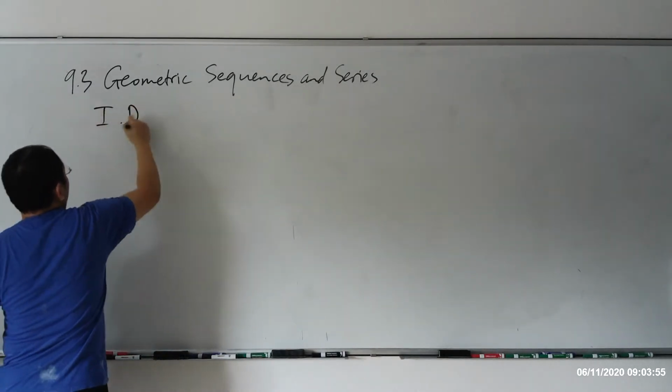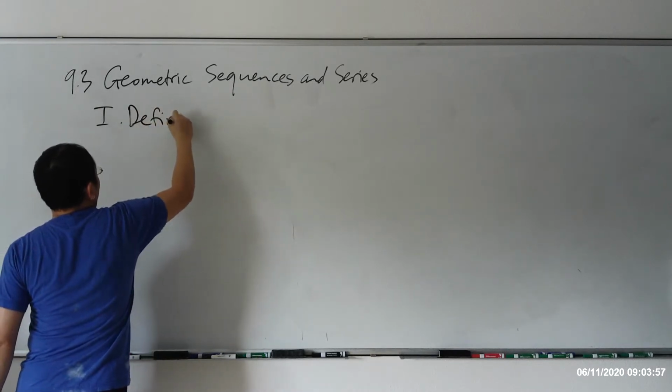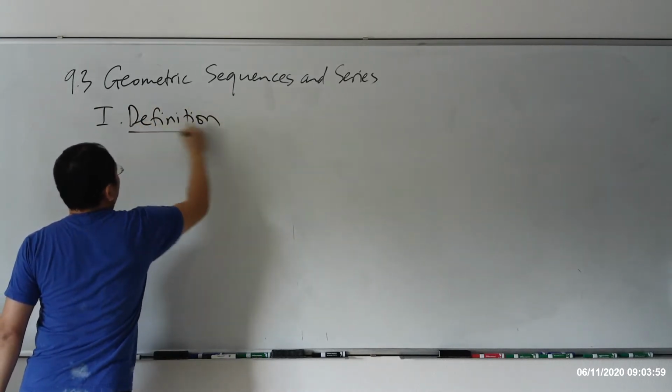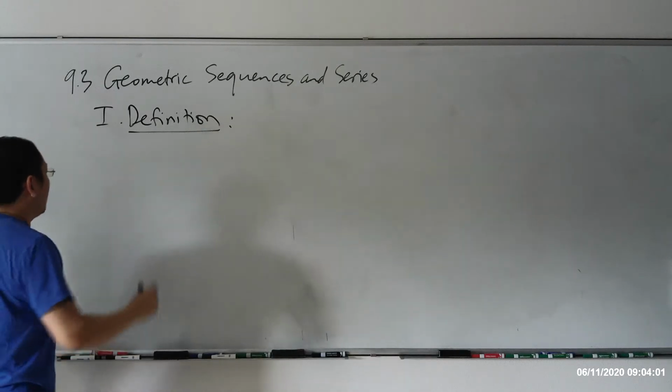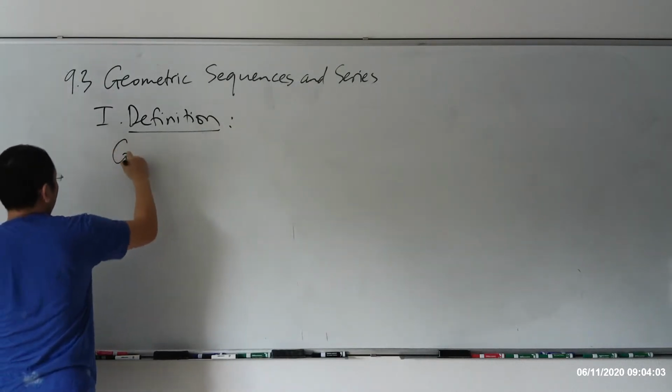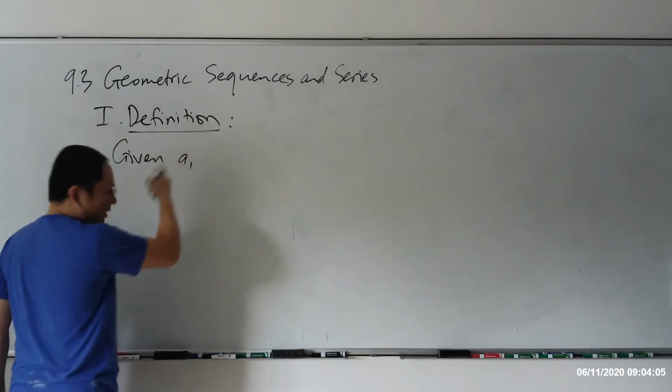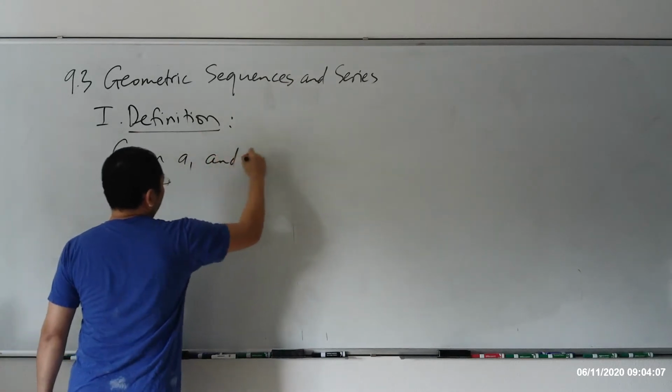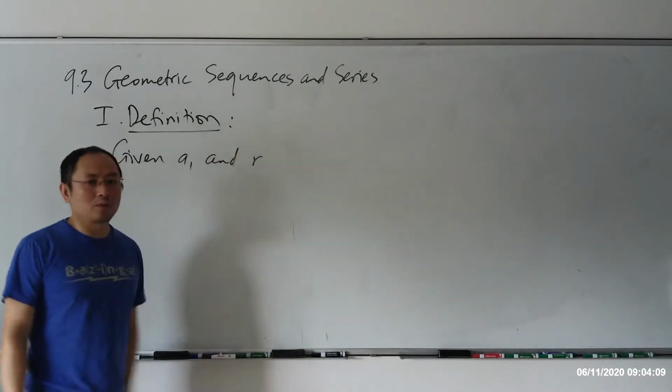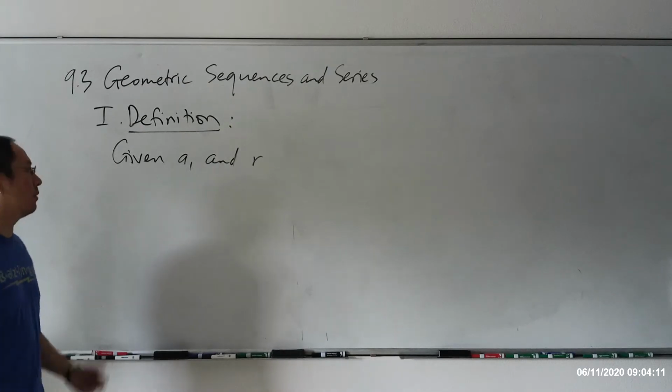So let me just write down the definition for you. Number one, definition of the geometric sequence. We're going to start with two things. Given, say, A1, which means the first term, and a constant R. R stands for common ratio because we're not adding anymore, we're multiplying. Okay?